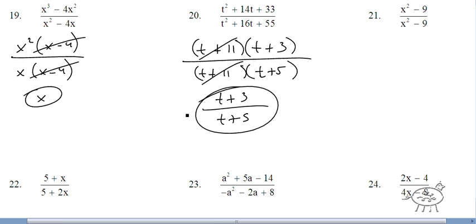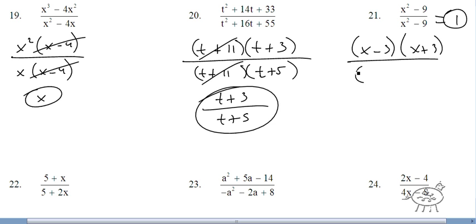Okay, this next one, you don't even have to factor. You could, but really you have the same on top and the same on the bottom. What's that equal to? If it's the same on top and the same on the bottom, it's equal to 1. If you did factor, you'd get x minus 3, x plus 3, over x minus 3, x plus 3. They would all cancel, and that would equal 1. Okay?